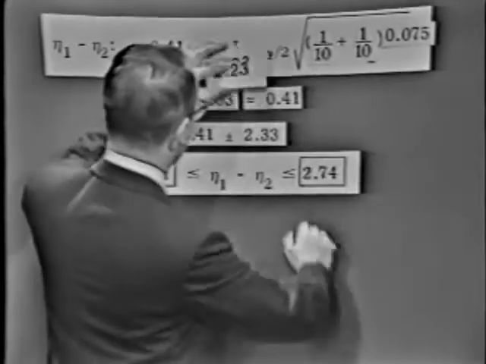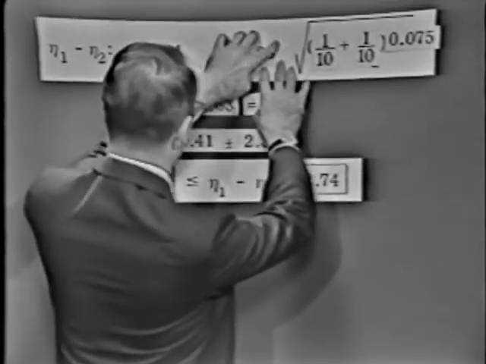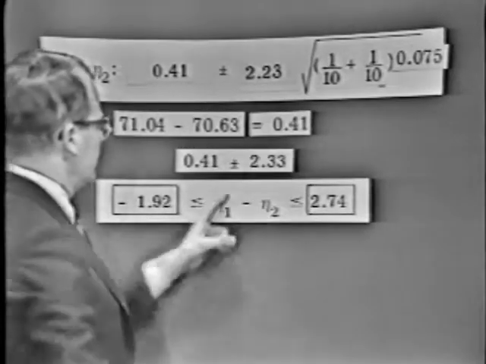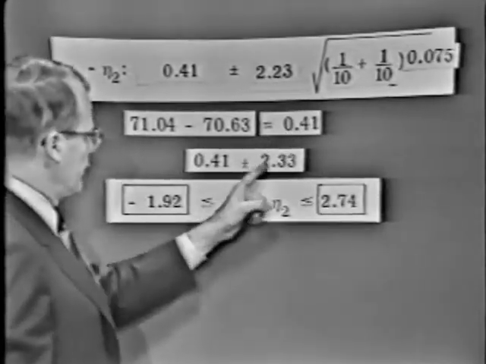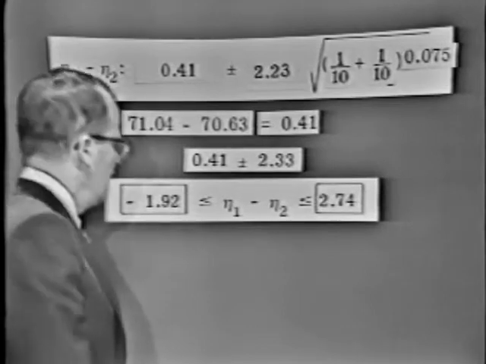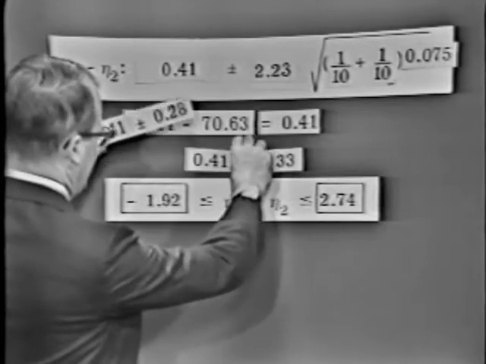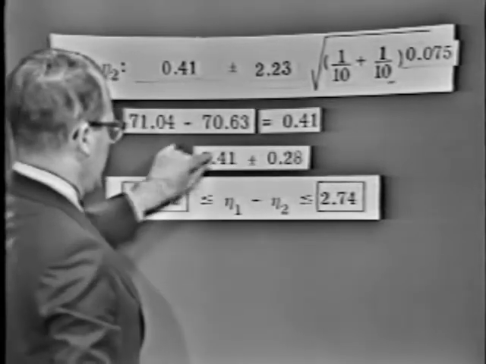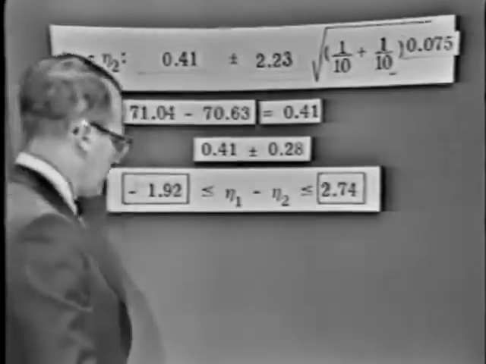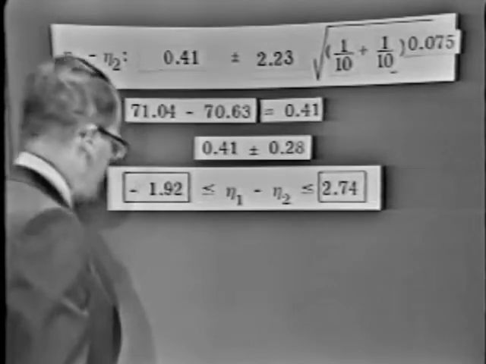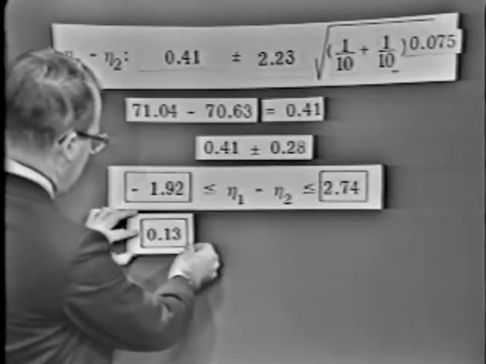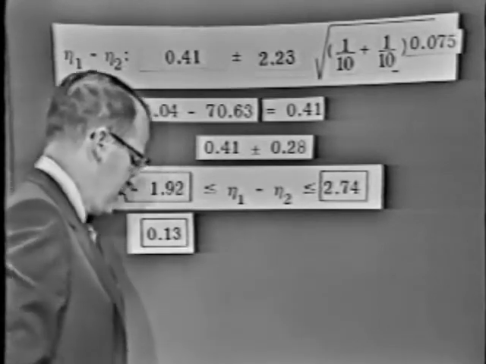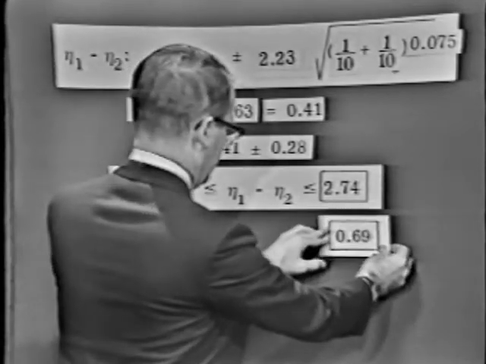T. Okay. Now, what happens when I turn that crank? The difference between the averages is still 0.41, but now this statement is considerably changed. And instead of reading that for our interval statement for the difference between the means, we now see 0.41 plus or minus 0.28. And if I substitute in there, I find out that my lower limit turns out to be 0.13 for this parameter, and the upper limit is 0.69.